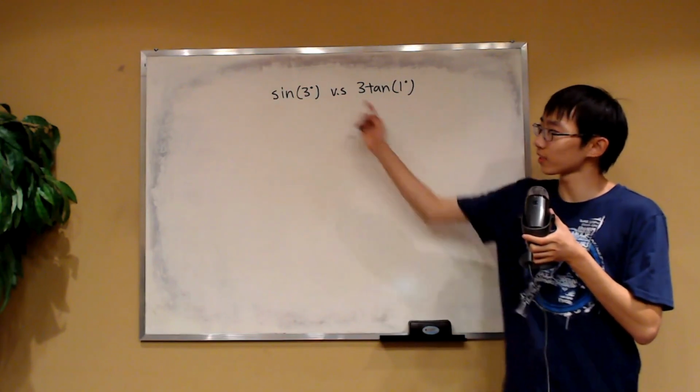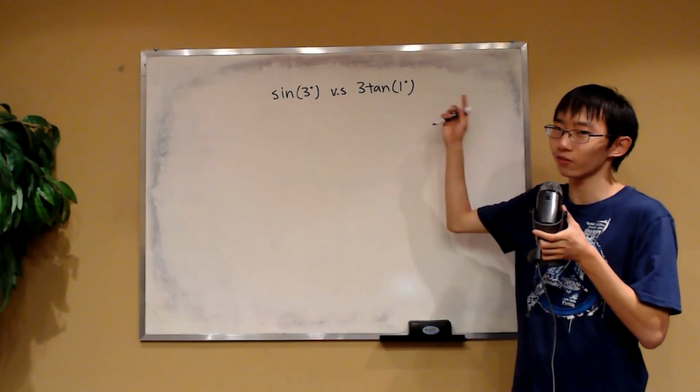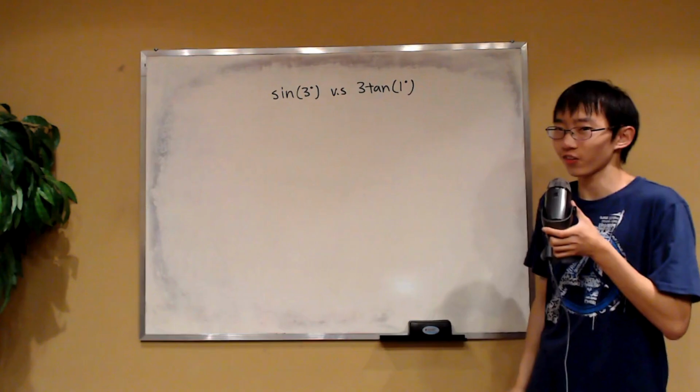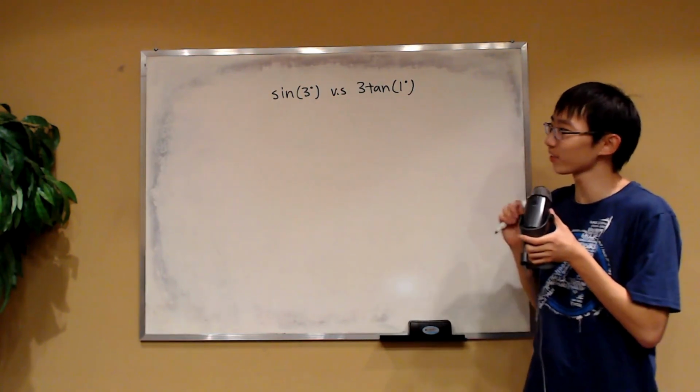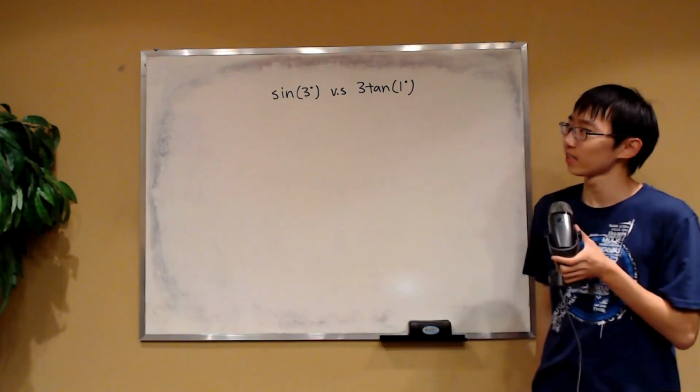Which one's bigger, sine of 3 degrees or 3 tangent of 1 degree? And of course, no calculators, because otherwise, you're no fun. So how can we compare these two quantities?